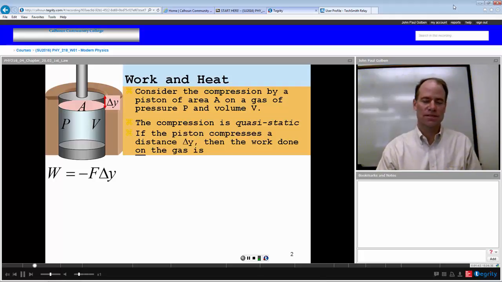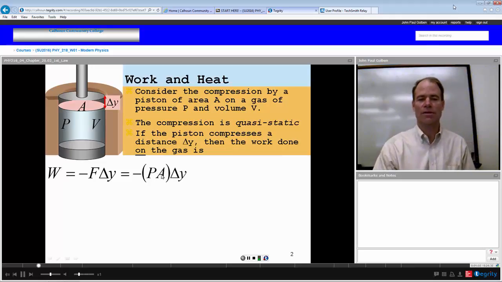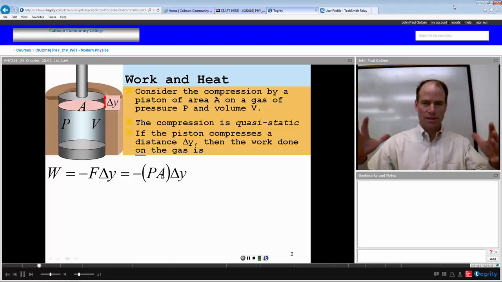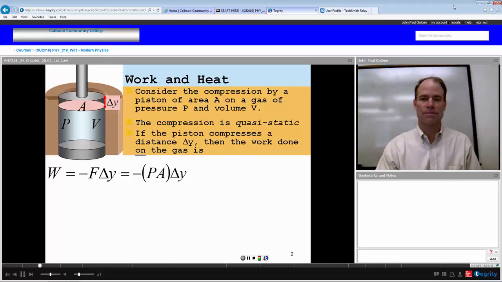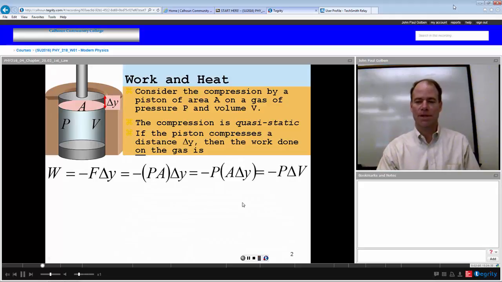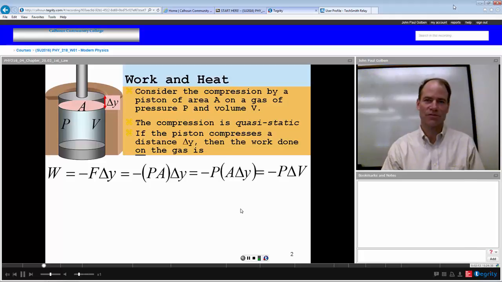So the work done on this gas would be equal to the negative force times the displacement delta Y, which I could write as the force as the pressure times the area as we're applying it on this gas, the area being the cross-sectional area of the piston. I'll rearrange this, and that's equal to the negative pressure times the area times the change delta Y, which I could say is equal to the negative pressure times the change in volume.